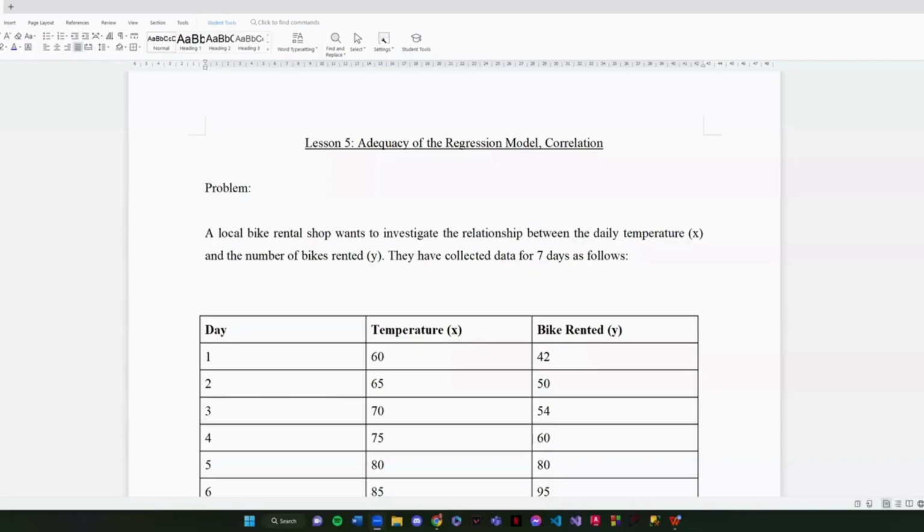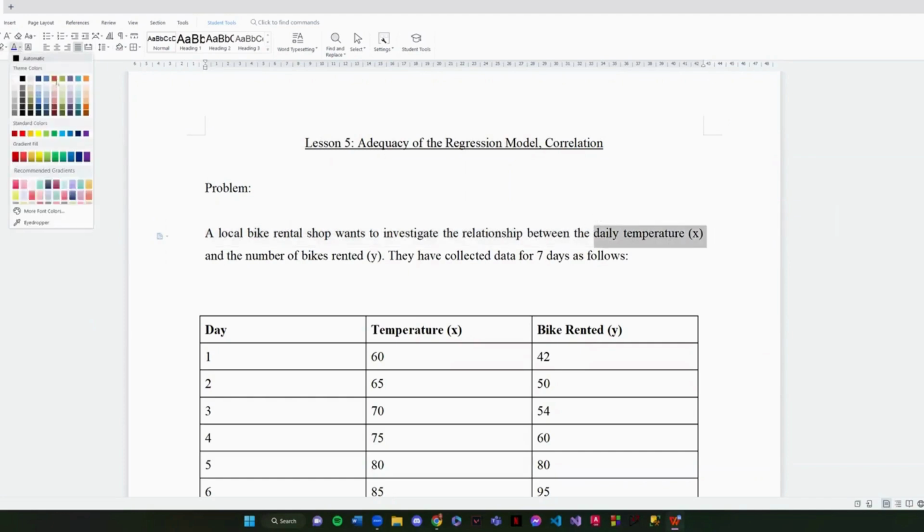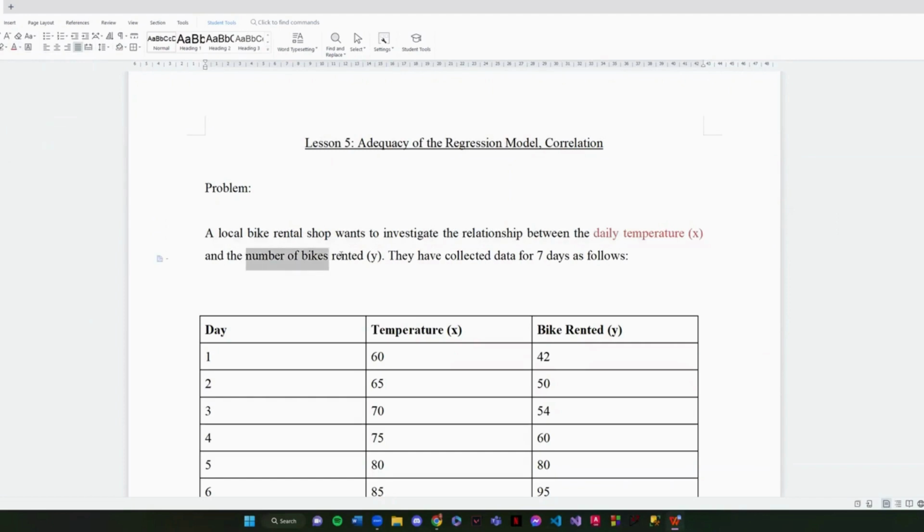For lesson 5, we have adequacy of the regression model. We have here the problem that a local bike rental shop wants to investigate the relationship between the daily temperature X and the number of bikes rented Y. They have collected data for 7 days as follows.